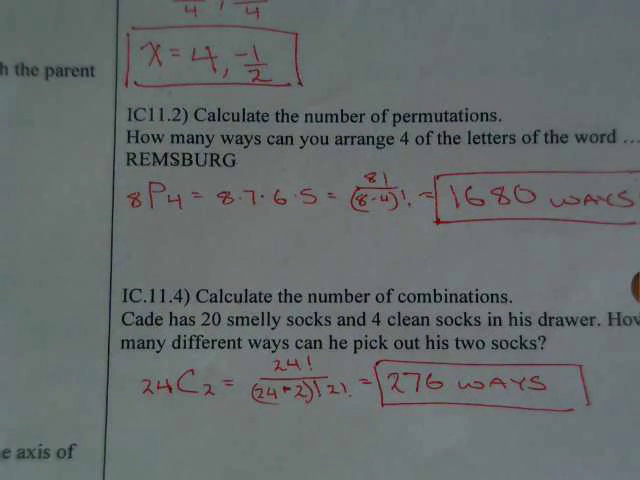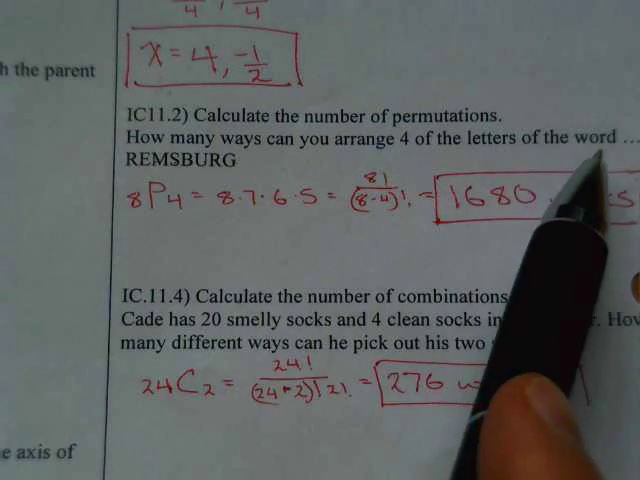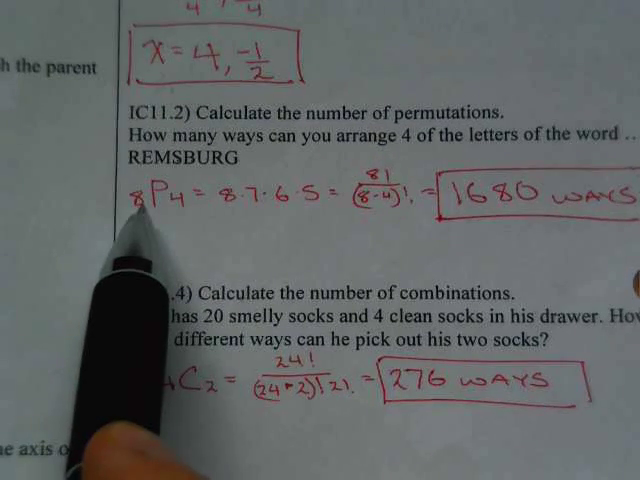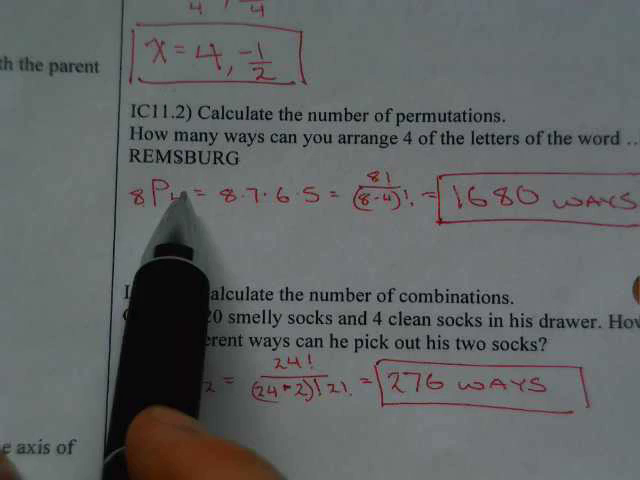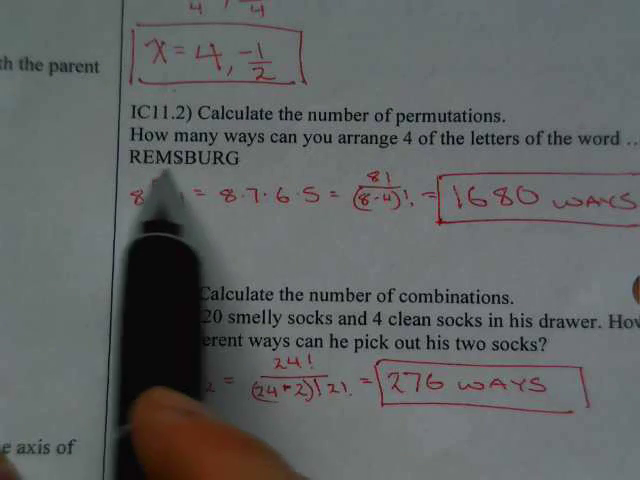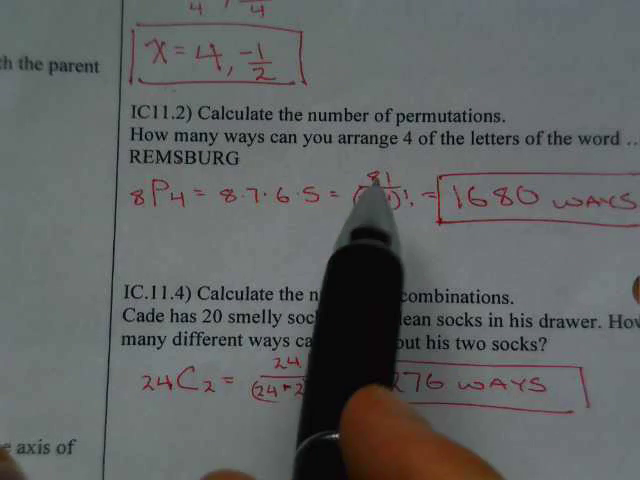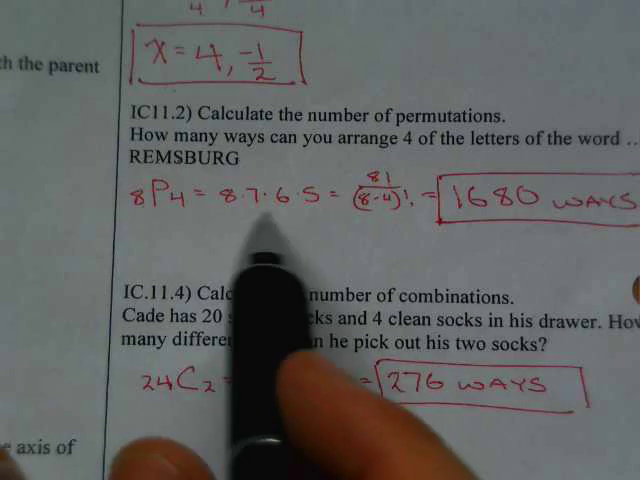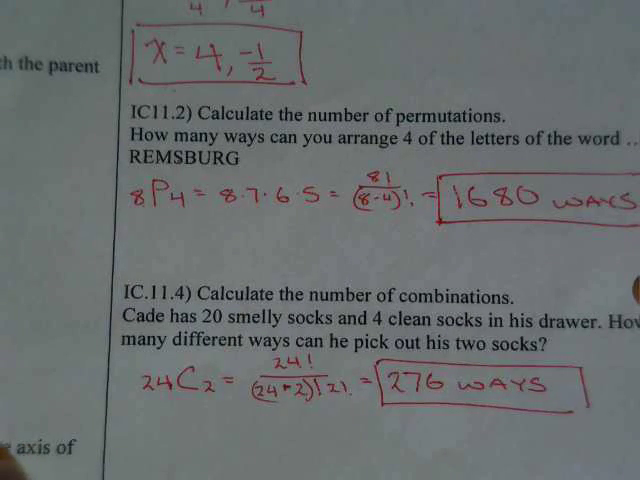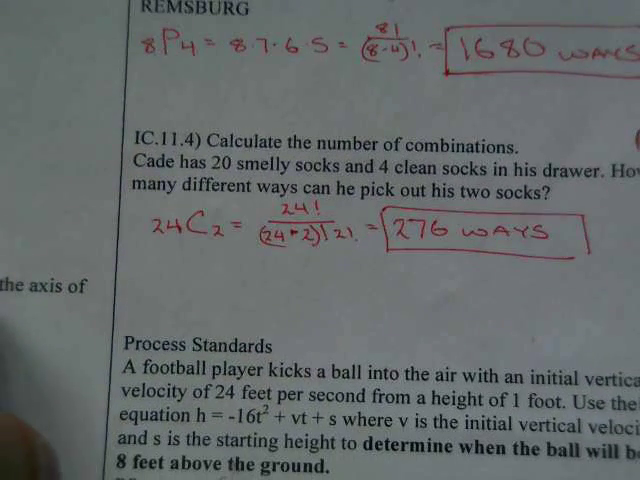All right, some of the stuff that we just did recently, permutations, combinations, nothing too tricky here. How many ways can you arrange 4 of the letters of the word Remsburg? Well, you've got 8 letters, and you've got 4 spots to fill. Go ahead and assume that even if you have multiple letters, we're still rearranging those letters, and they're different. So 8 factorial divided by 8 minus 4 factorial, or you could just do 8P4 in your calculator. I'm not real particular about it. 1,680 ways.